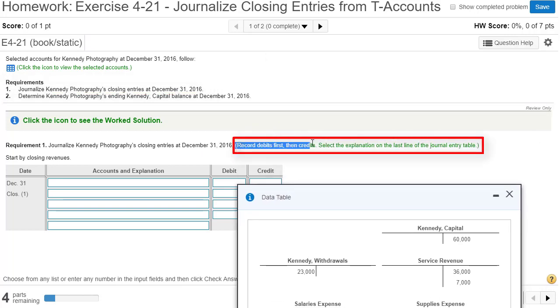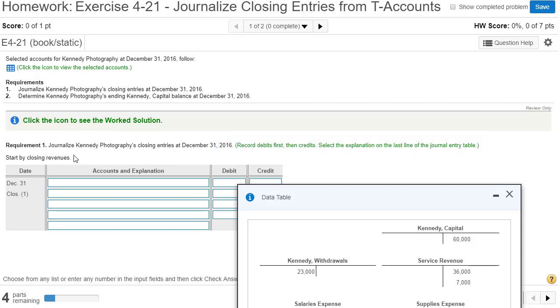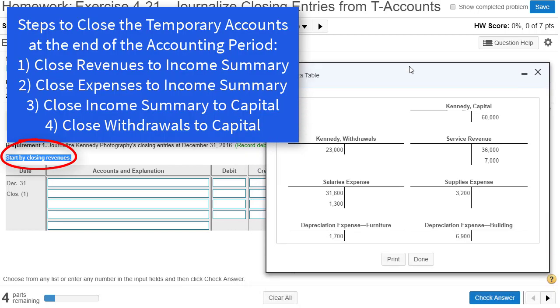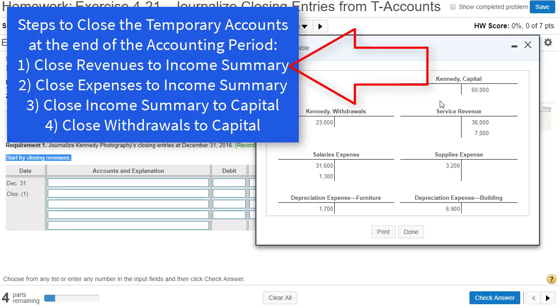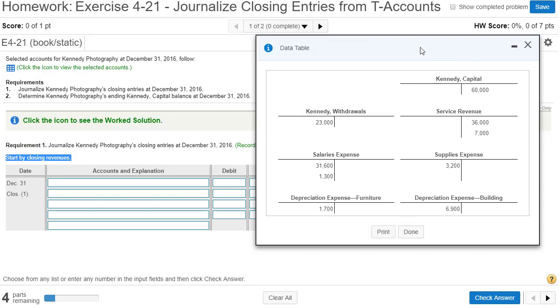As always, record debits first, then credits. Select an explanation on the last line. And my accounting lab even reminds you, we're going to start by closing the revenues. So we have to find our revenues in our ledger over here in the form of T accounts. And we have one revenue, it's service revenue. And it looks like we've got 36,000 and 7,000 for a total of 43,000.